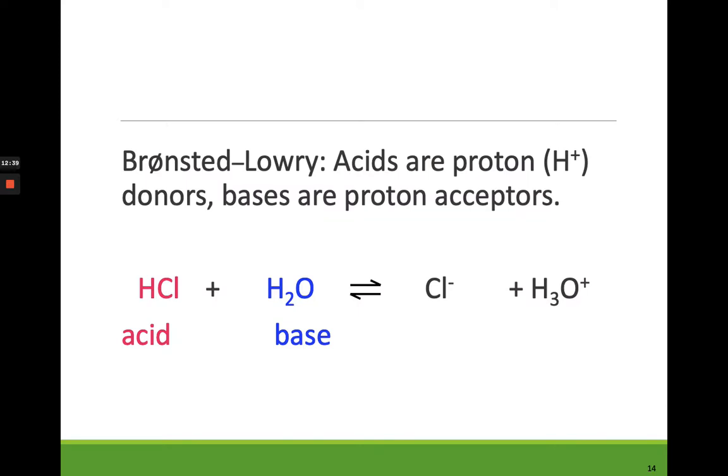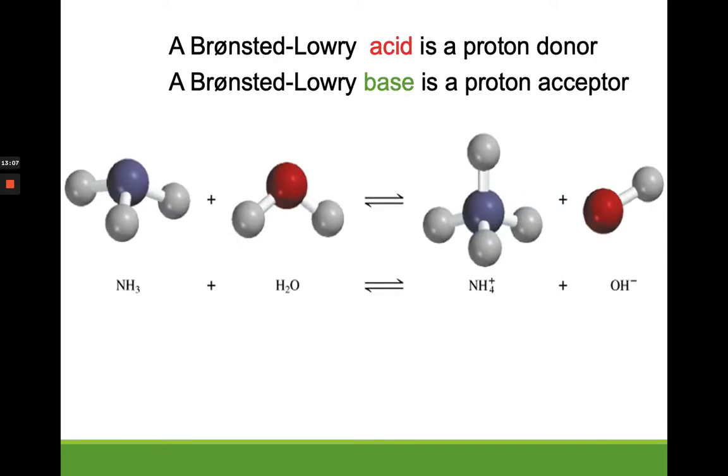Alright, so according to the video, a new model has evolved, trying to remediate the problem with the Arrhenius definition. So we have now the Bronsted-Lowry acids and bases. And take note, as a review, acids are proton donors while bases are proton acceptors. And there is a new set of terminologies that will be added once we have that. So again, remember that a Bronsted-Lowry acid is a proton donor. A Bronsted-Lowry base is a proton acceptor.